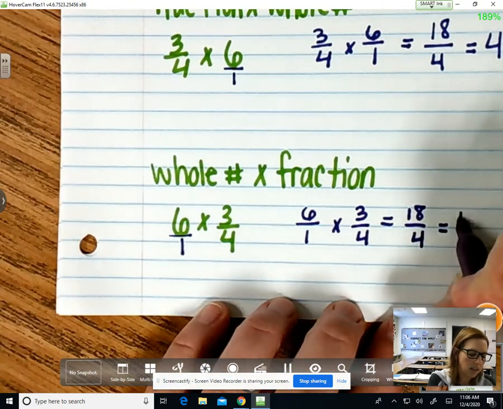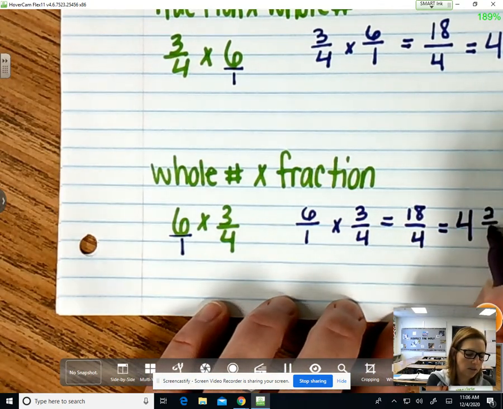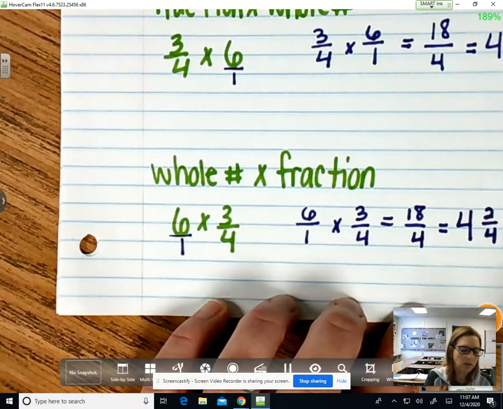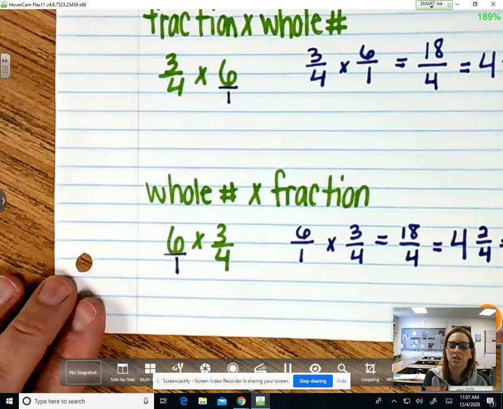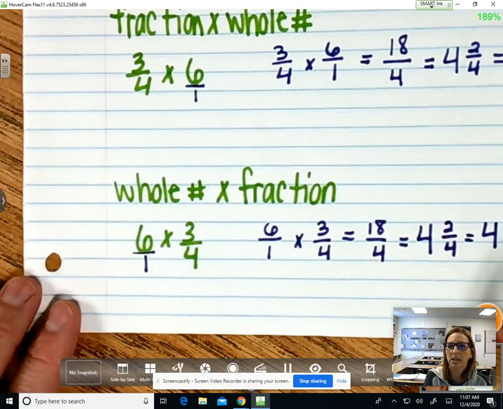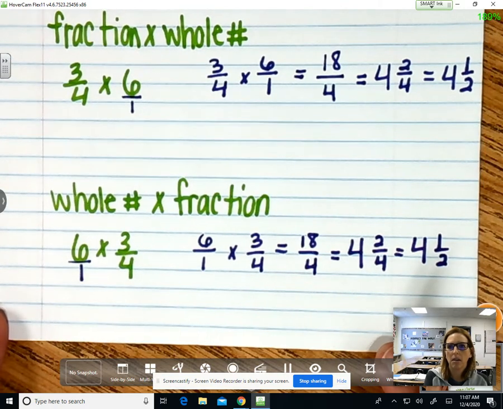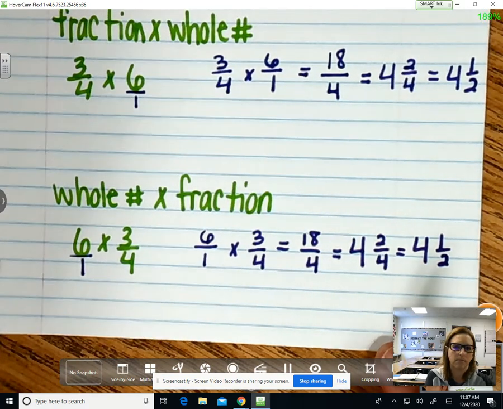4 fits into 18 4 times. I have 2 left, and that can be simplified. So you'll see, just like if we were to do 6 times 3 or 3 times 6, we get the same answer. The same thing happens when we are multiplying with fractions.